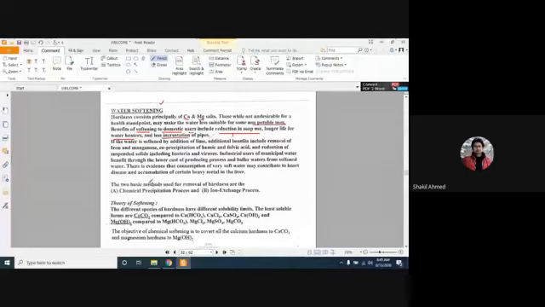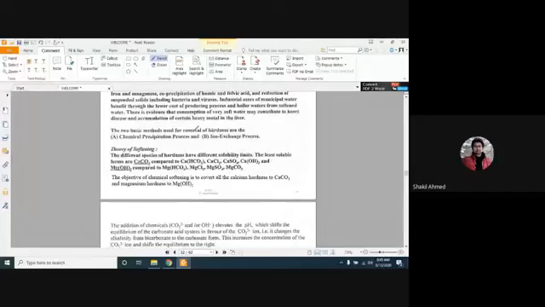Now the two basic methods for removal of hardness are chemical precipitation and ion exchange process. So there are two methods actually to remove hardness. One is the chemical precipitation process and another is ion exchange. Now let's see the theory of softening. You have to understand this very clearly.